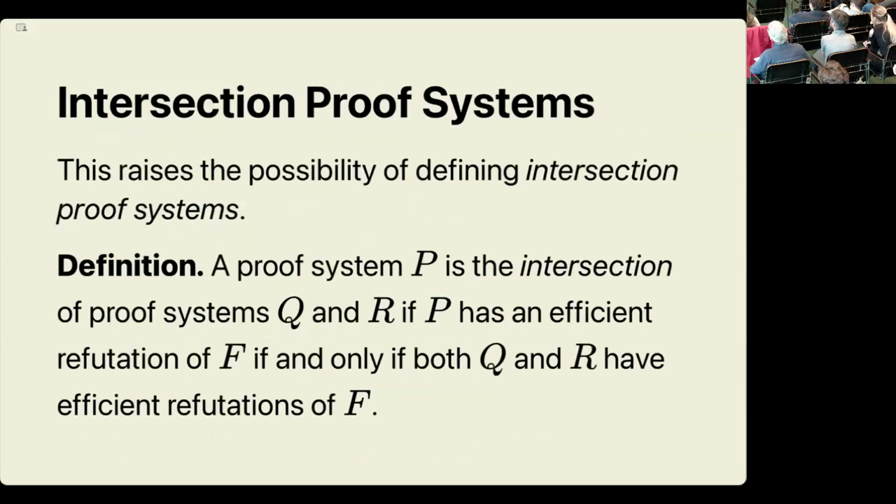And this, of course, raises the possibility of defining intersection proof systems, right? So I'm going to say a proof system is the intersection of two other proof systems if a statement has a short proof in it if and only if it has a short proof in each of the other two, right?